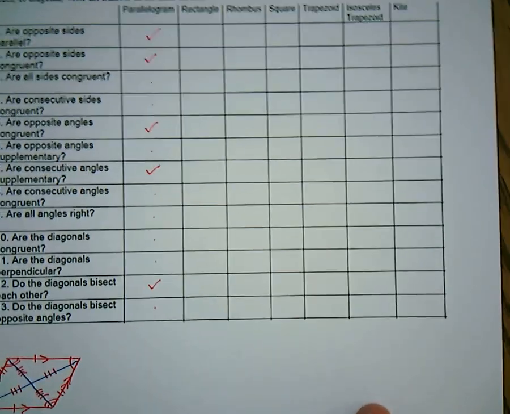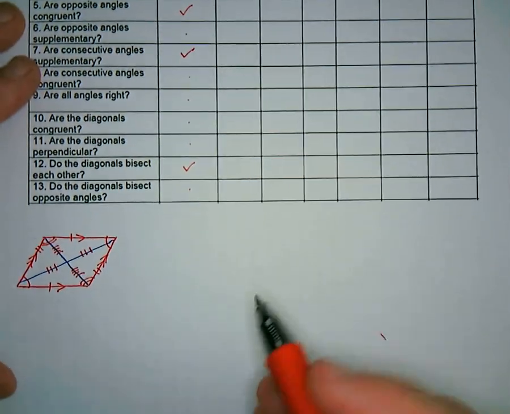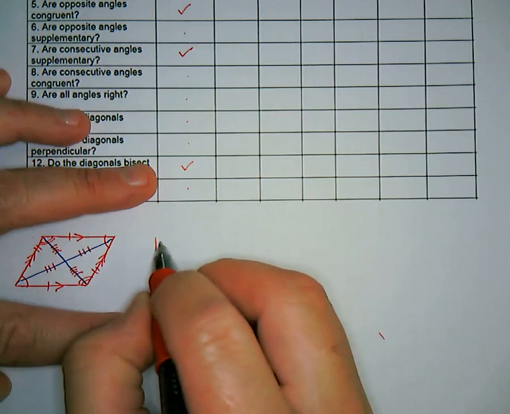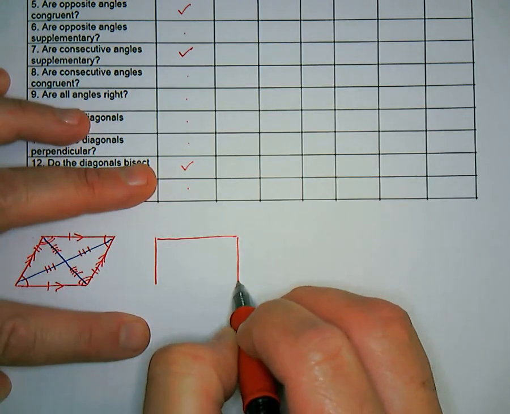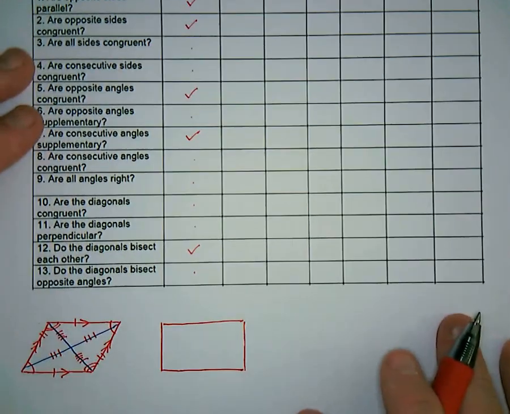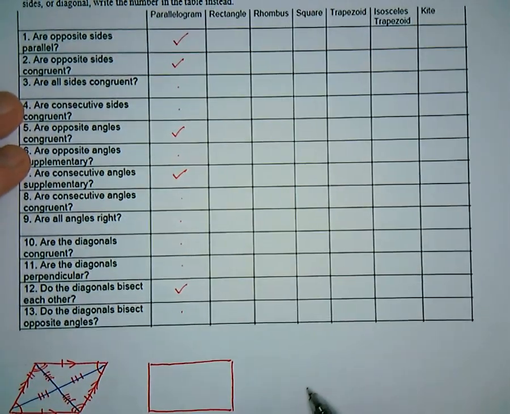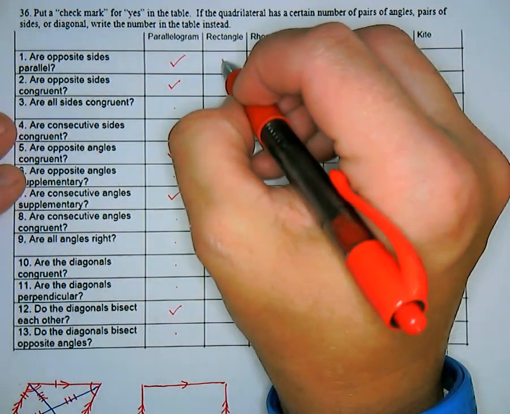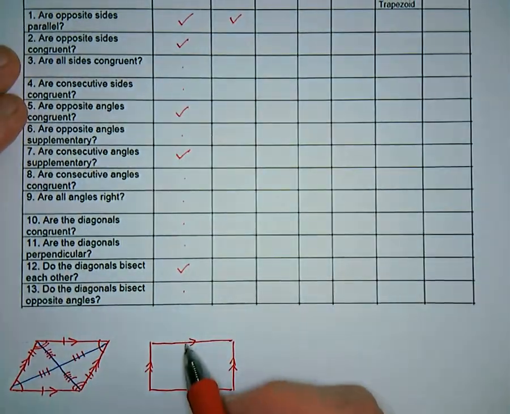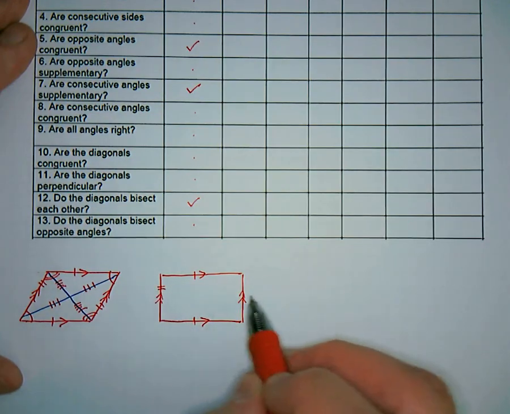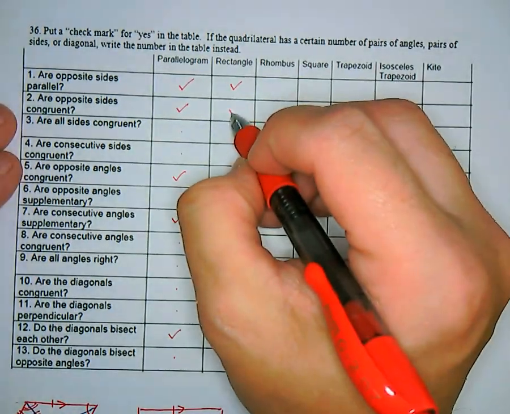All right, let's take a look at a rectangle. So let's draw ourselves a little rectangle here. Okay, so rectangles. Well, what do we know about rectangles? Are opposite sides parallel? Yeah, opposite sides are parallel on a rectangle. Are opposite sides congruent? Yes. So the top and the bottom are congruent to each other. The left side and the right side are congruent to each other, so that's true.